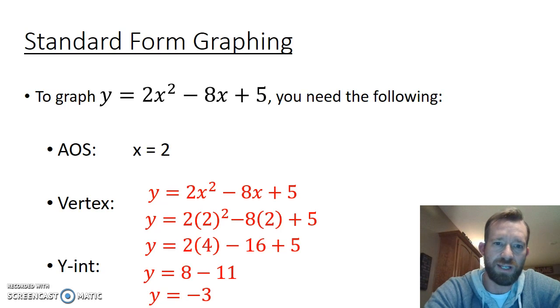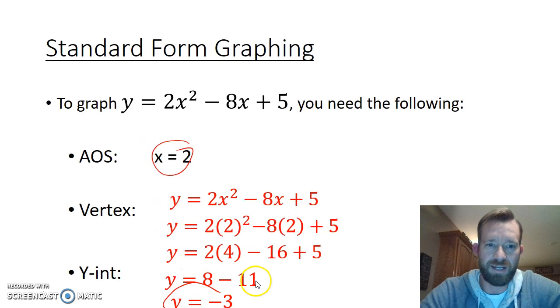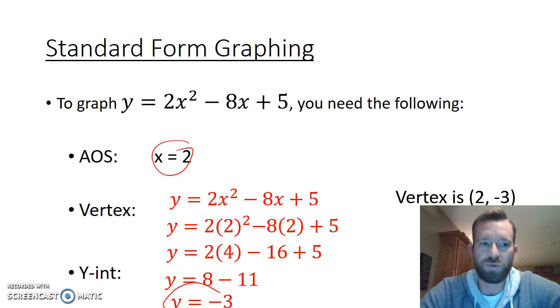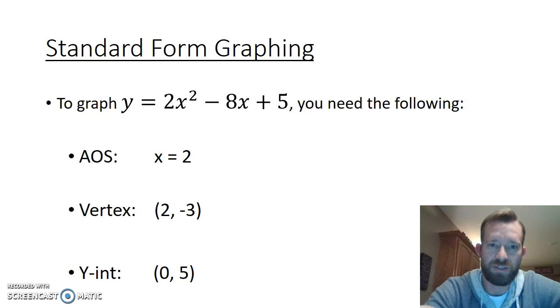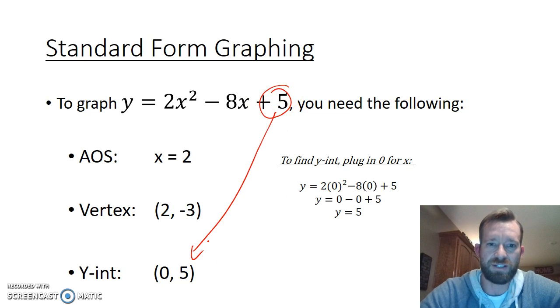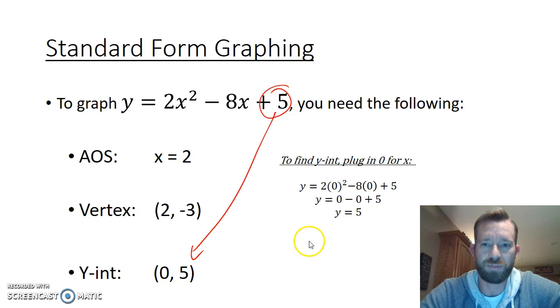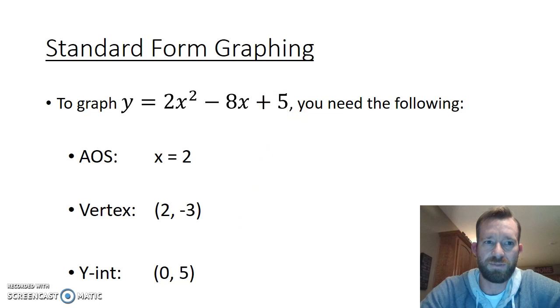So that gives us the point when x equals 2, y equals negative 3, and that ends up being the point for our vertex. The y-intercept is just 5. So you just take that, that's it. That's all there is to it. You can do this math and plug in 0 for x, but you don't really have to. It's just at the end there.